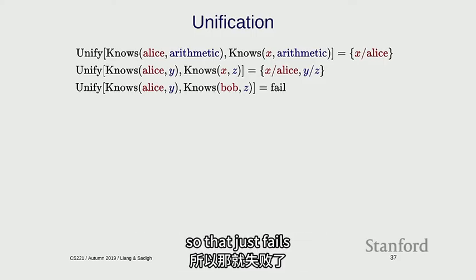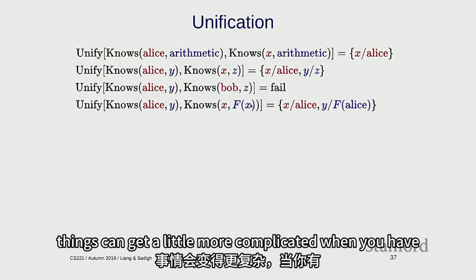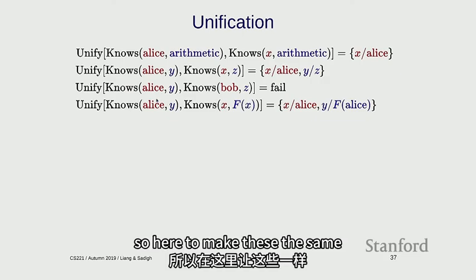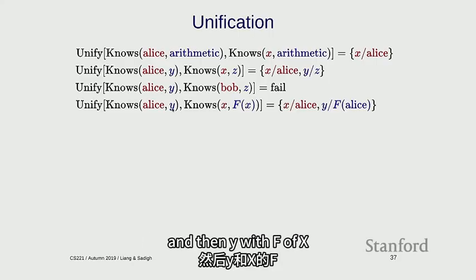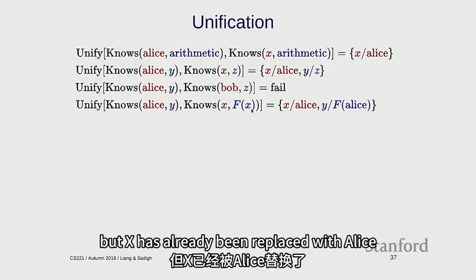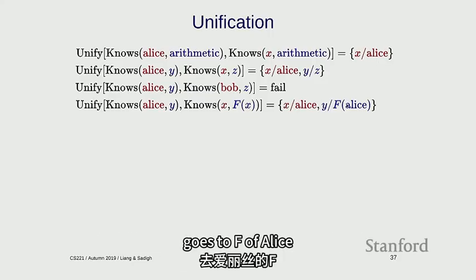So that just fails. And then things can get a little bit more complicated when you have functional symbols. So here, to make these the same, I need to replace x with Alice, and then y with f of x, but x has already been replaced with Alice, so I need to make y go to f of Alice.